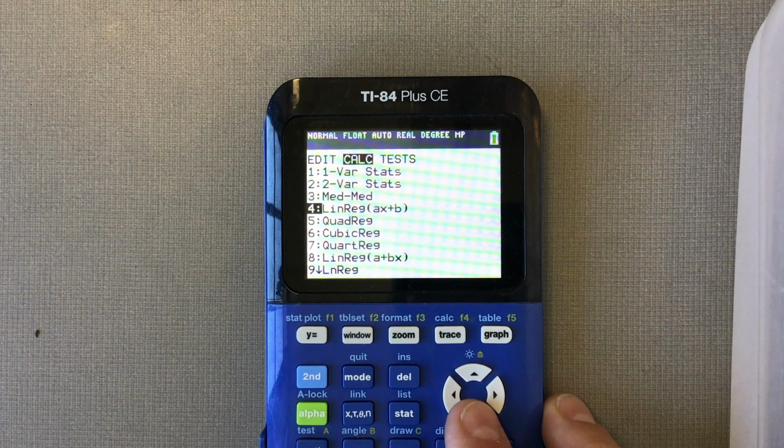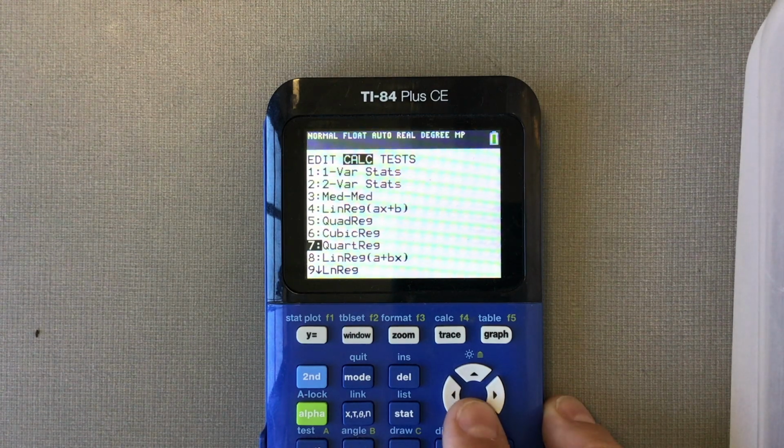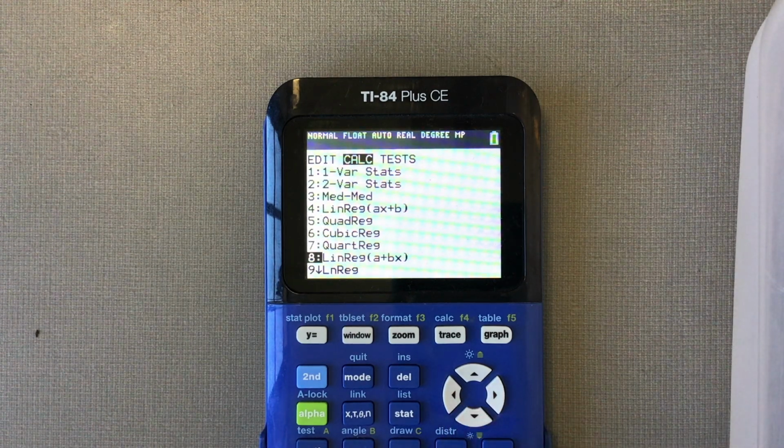I don't even know why this one is here, because most statisticians actually use this LinReg here, a plus bx. Ultimately, it finds you the same thing, but it is a little confusing that they swap the meaning of a. In one of them, a is the slope, but in the other one, it's not the slope. So it's a little confusing. So I like to go with number 8, okay?